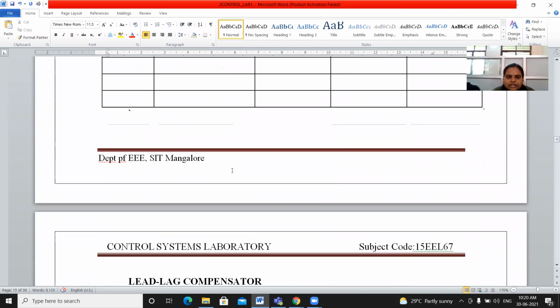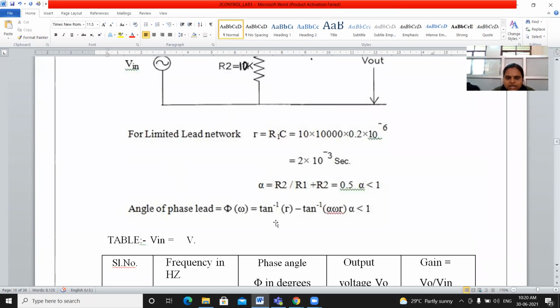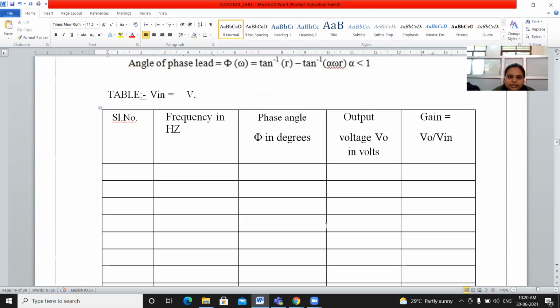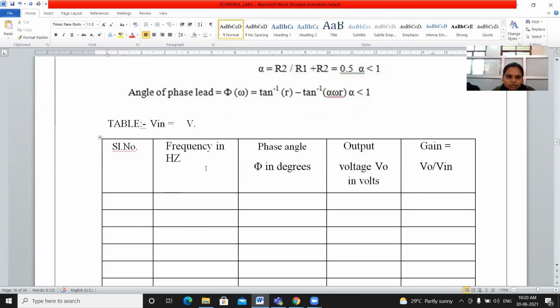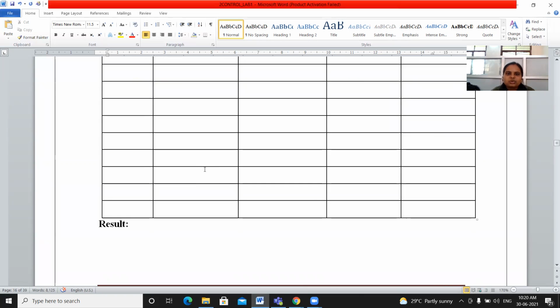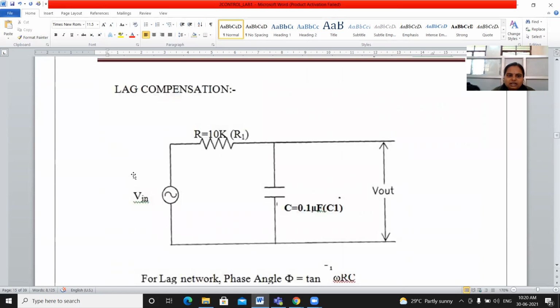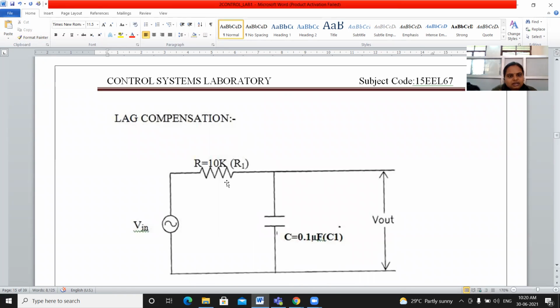You should note down all the values and then go on verifying the results you got against the theoretical values. Practically and theoretically, you have to compare and come to one conclusion. What is the difference? How much is the difference going to be? This is about lead, lag, and also lag lead compensators.